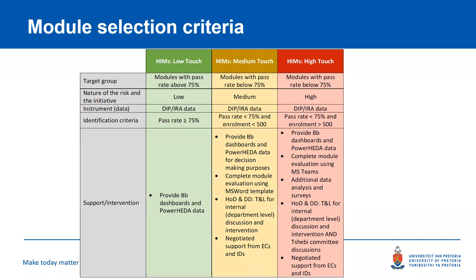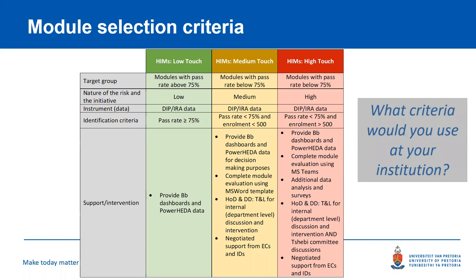And then obviously the low touch are all the rest of the modules that are actually performing well and they are okay to continue. So this is now where I open up the floor and maybe get some feedback from you. What criteria would you use at your institution to select modules for a review? So you're welcome to raise your hand, or is there a raise hand function here, or just unmute yourself and maybe share what you think would be criteria to be used at your institution. We can spend about 5 minutes on that. So maybe one or two people that want to just share from your perspective.